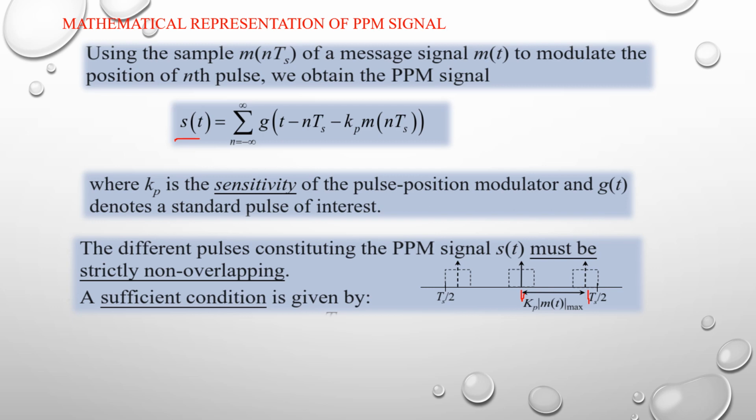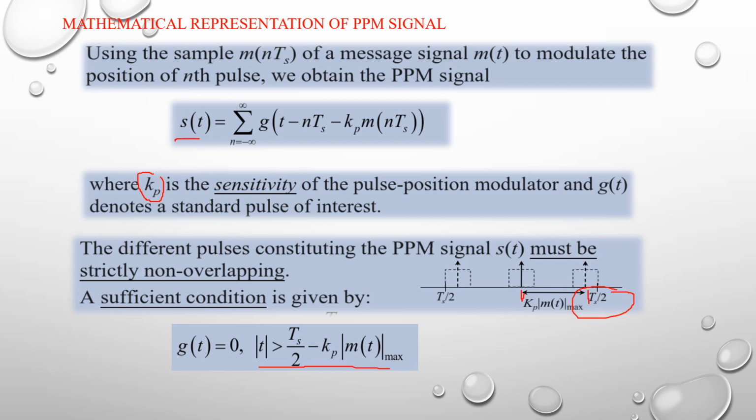So m of t is the modulating signal and k_p is the sensitivity of the pulse position modulator. A sufficient condition is given by, so this is the condition for non-overlapping. So g of t is equal to 0 when magnitude of t is greater than T_s by 2 minus k_p into magnitude of m of t maximum.